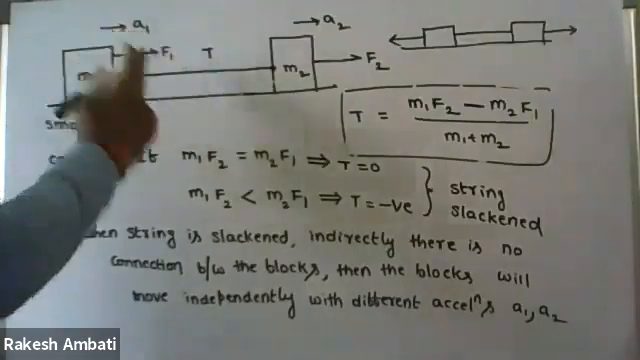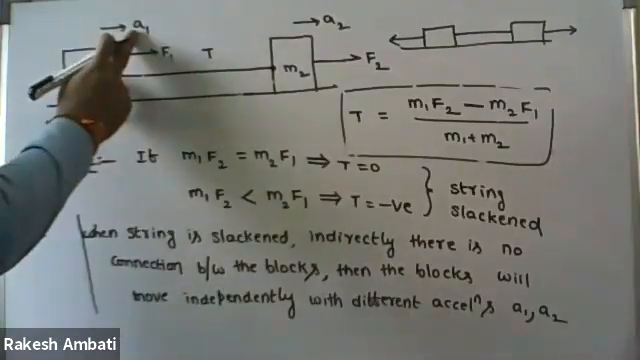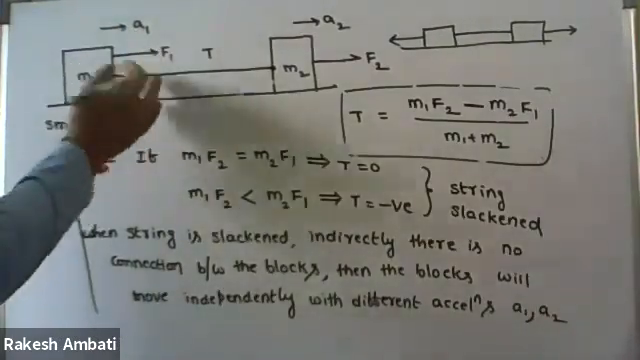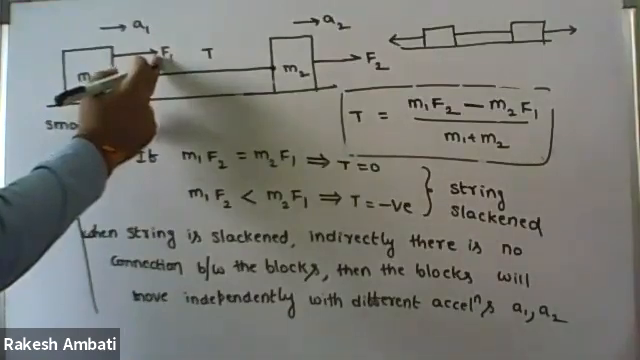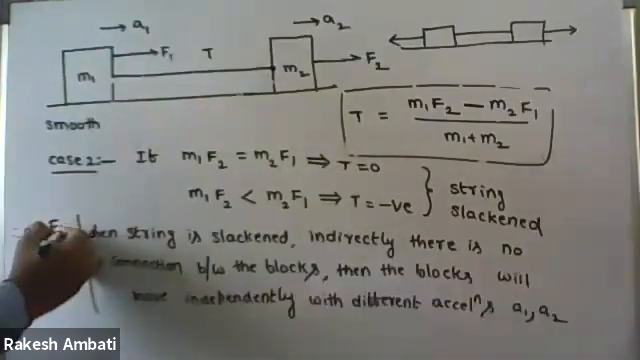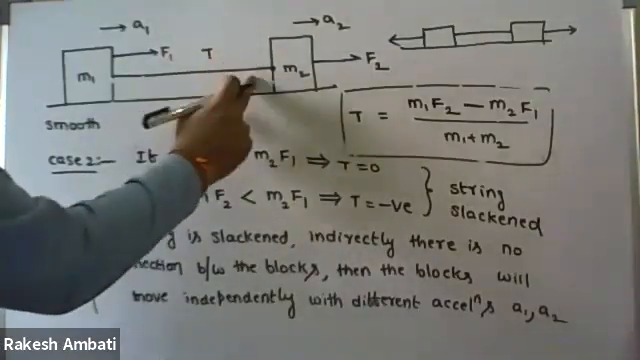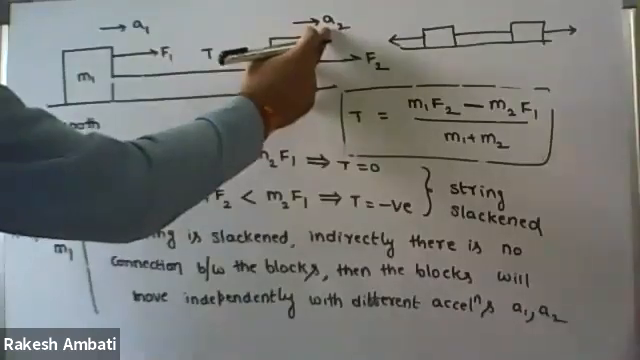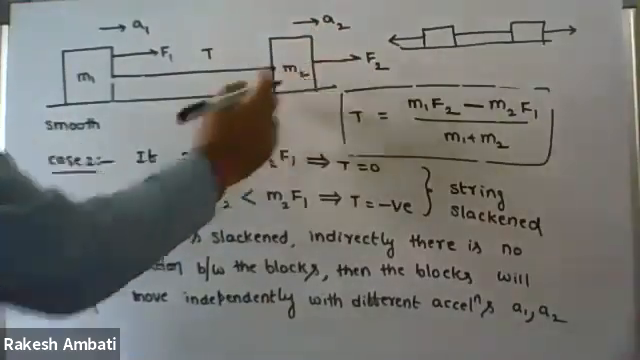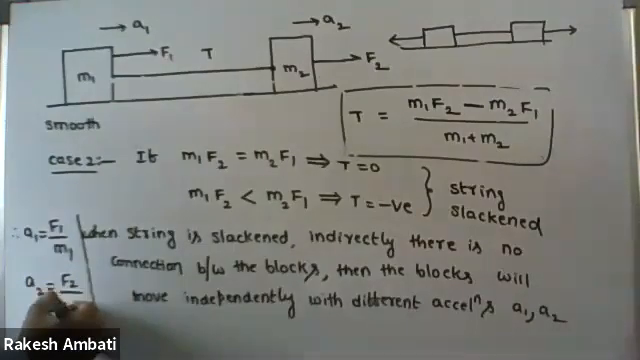Therefore, how to find A1? Here there is no tensional force, only F1 is the applied force. So A1 equals F1 upon M1. In the same way, there is no tensional force, so acceleration A2 is F2 upon M2.